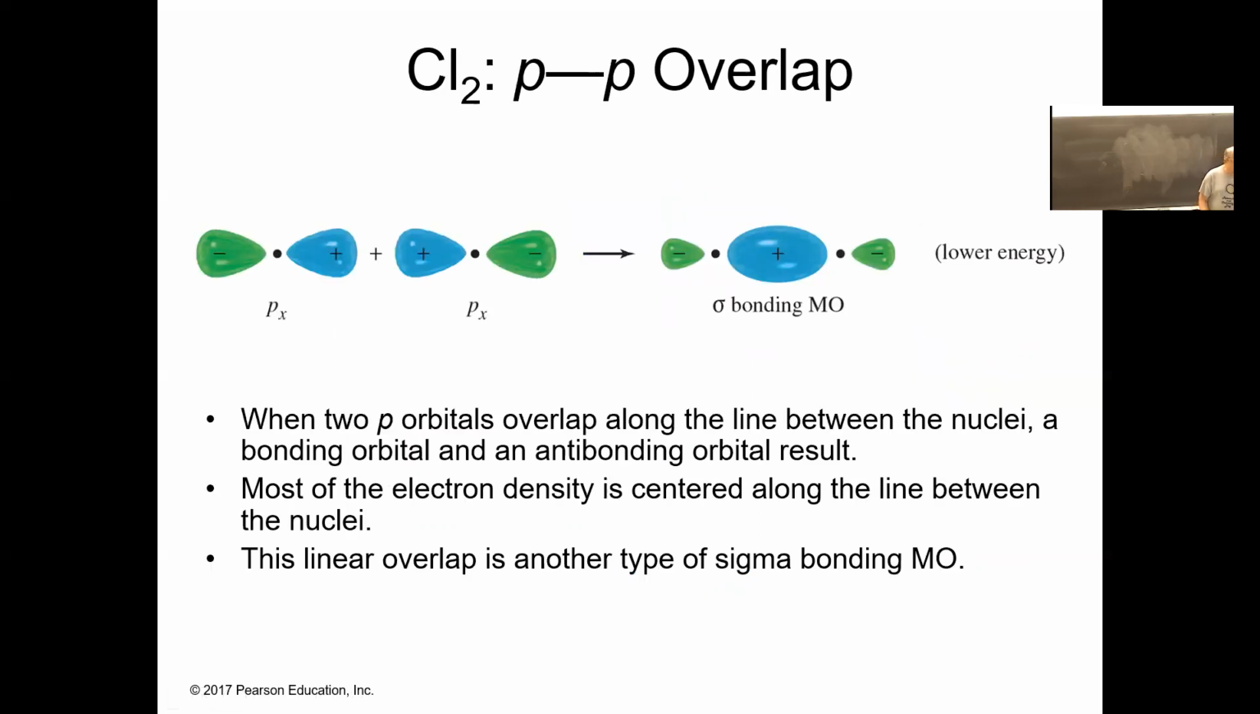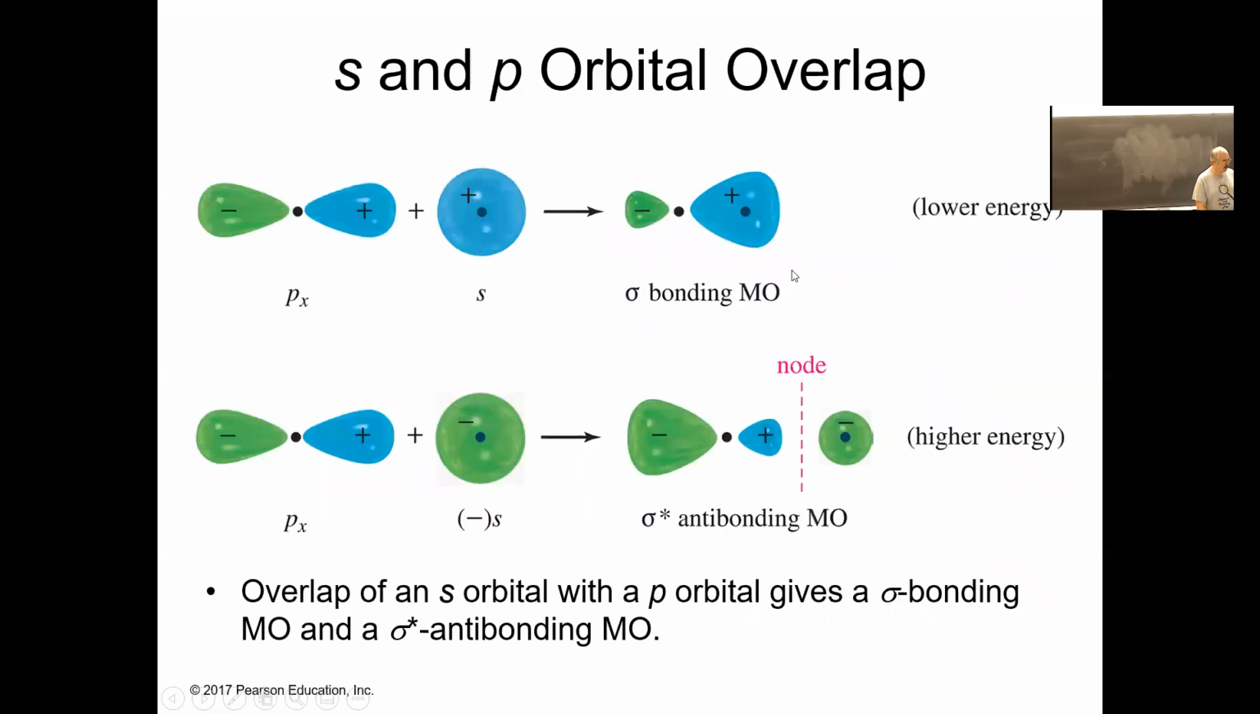Okay, with chlorine, we can have a direct head-on overlap between p orbitals like this. That's also a sigma. And then this is the anti-bonding. Well, this is actually a bonding and anti-bonding between s and p.